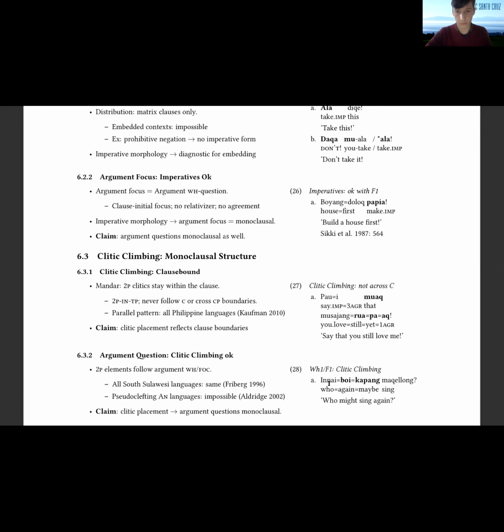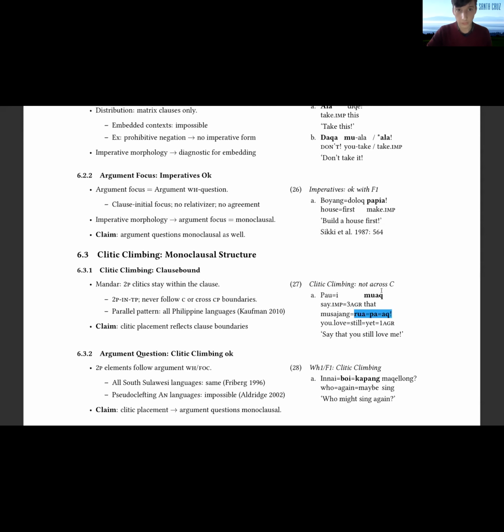Clitic placement patterns show the same thing. So in Mondar, clitics cannot climb across clausal boundaries. So here is a sentence from a YouTube Mondar soap opera, "say that you still love me". We have a bunch of clitics here on the embedded predicate. They cannot surface after the complementizer "that", and they certainly cannot cross the clausal boundary and surface with the matrix predicate. So there are clitics that are stuck inside of a clause. They can't cross clausal boundaries.